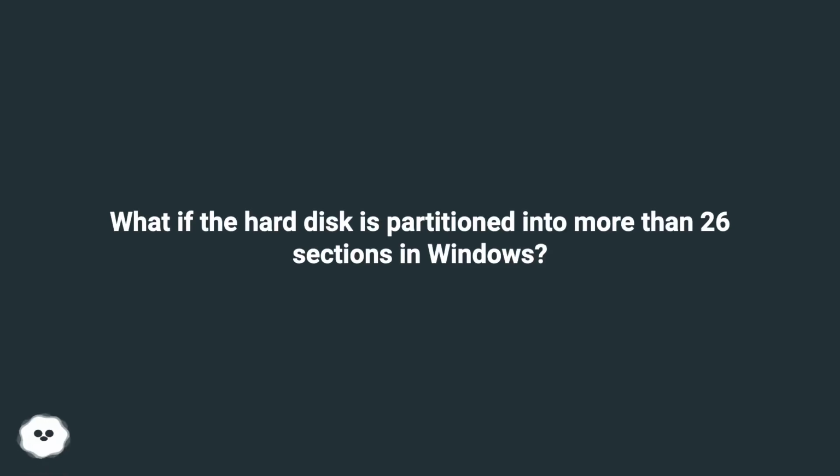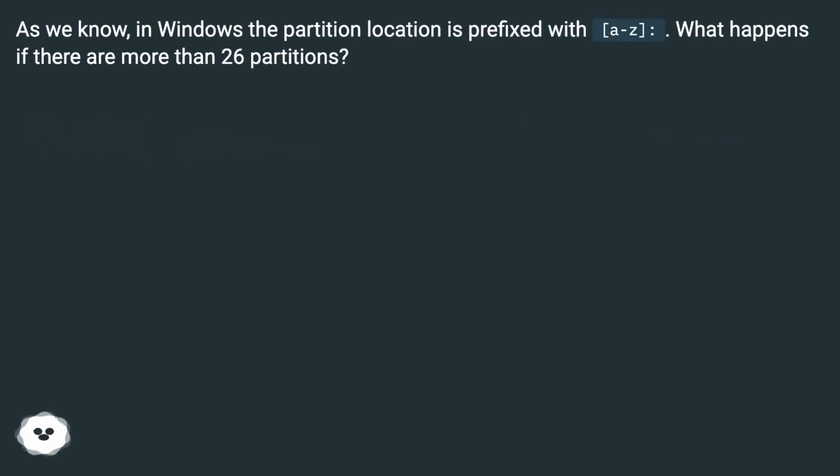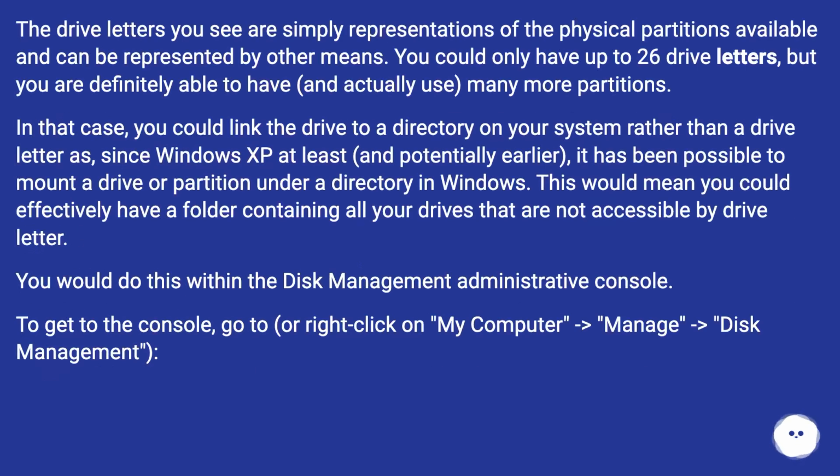What if the hard disk is partitioned into more than 26 sections in Windows? As we know, in Windows the partition location is prefixed with A to Z and a colon. What happens if there are more than 26 partitions? The drive letters you see are simply representations of the physical partitions available and can be represented by other means.